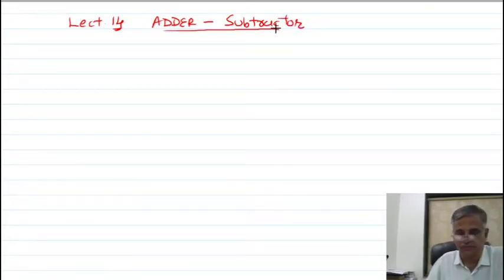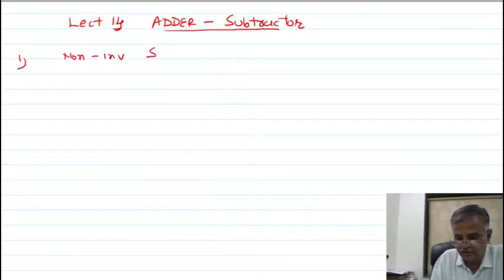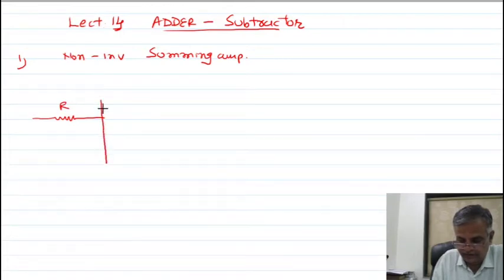I am taking a first problem of a non-inverting summing amplifier. Here the circuit diagram is given to you and I am asking, calculate the output voltage. This is a non-inverting summing amplifier.